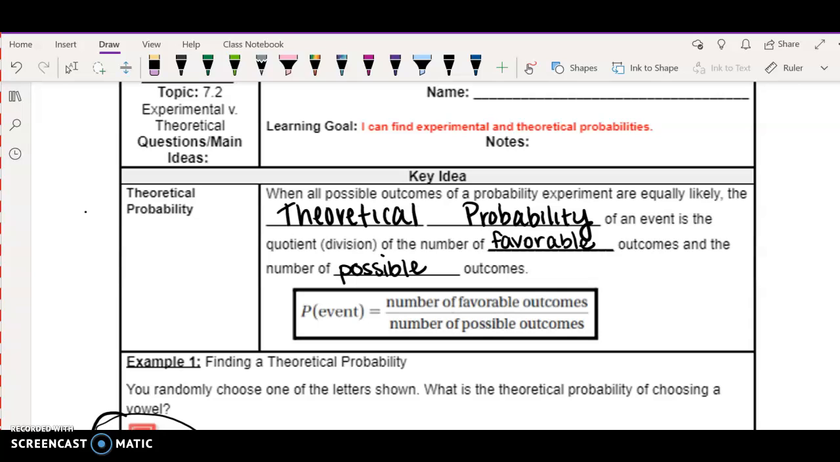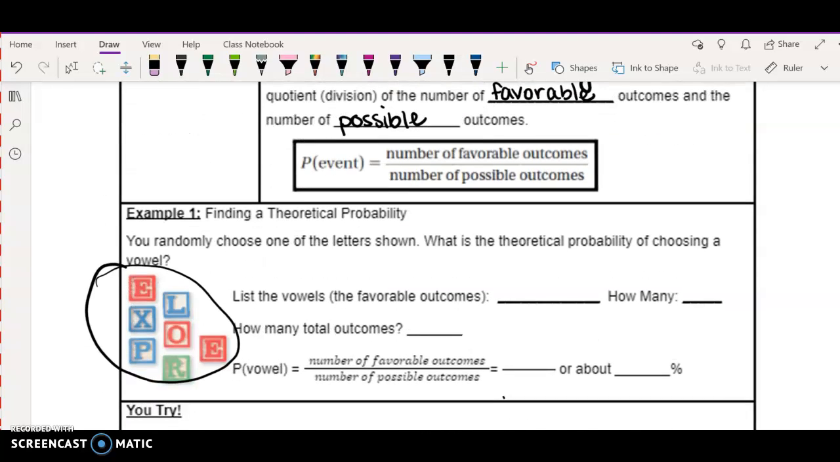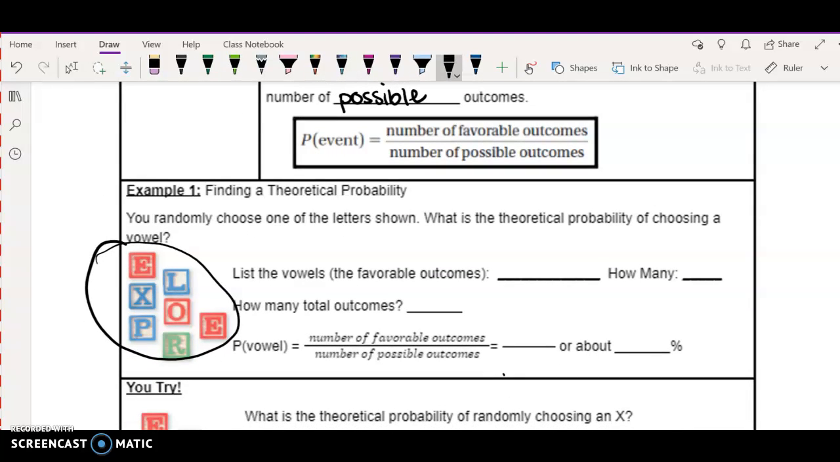We will see the P with a parenthesis and then some word in between. That's just trying to tell you the event is what we want to make true. And so the P stands for probability. So we have the probability of whatever event we want to happen. For example, down below, you will see P and then in parentheses vowel. So this is asking us to find the probability of choosing a letter that is a vowel.